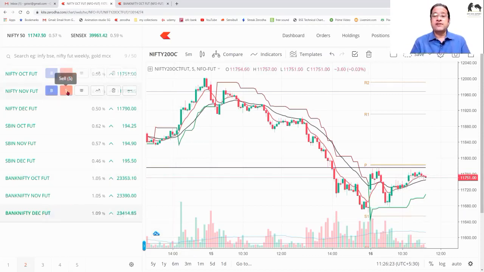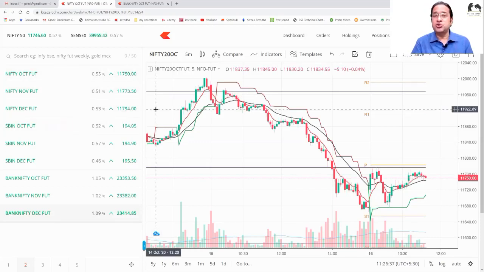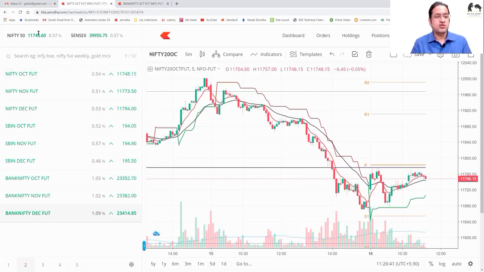Now, for our understanding, what I have done is I have taken one stock and two indices, Nifty and Bank Nifty. I have taken along with them one stock, SBI, because even in our classes we used SBI as an example. So I'll be taking you through this. At any given point of time, this is the spot Nifty, the Nifty 50, and Sensex, wherever it is currently trading.